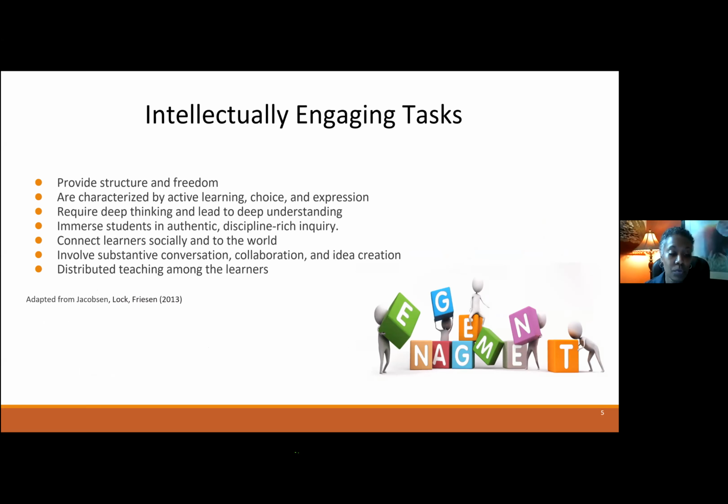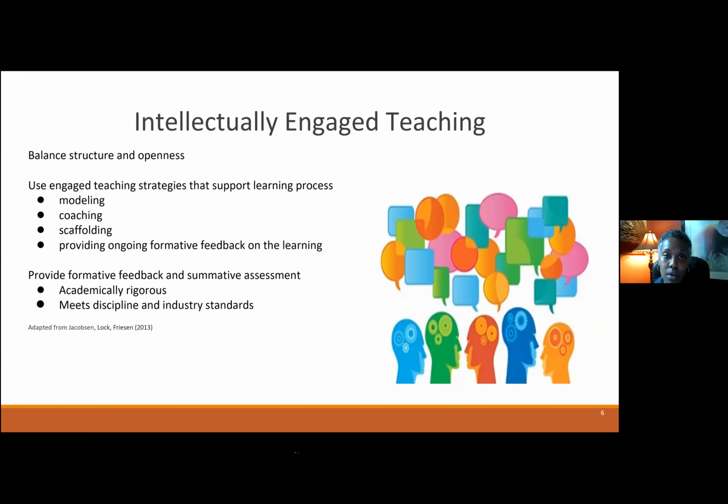In addition to the characteristics of engaging tasks provided in the previous slides, Jacobson, Locke, and Friesen also looked at essential engaging tasks. Instructors who want to engage their students also want to balance the structure, so that students know what they need to do, with openness and freedom to promote students' creativity.